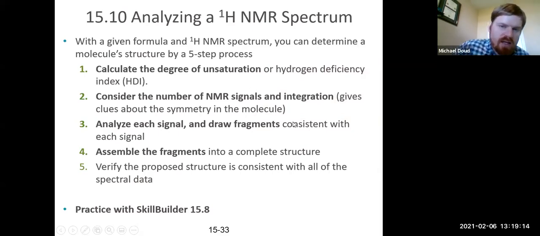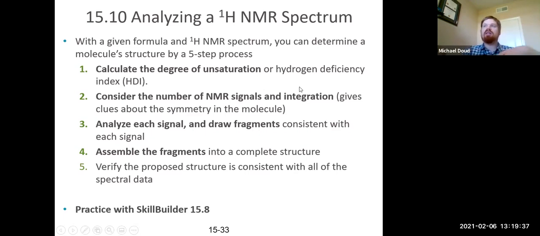Okay, next up, Proton NMR. So this is just a brief review of how to analyze the Proton NMR spectrum. Remember that for each signal, you're going to consider the number of signals and the integration of those signals. If we already know the molecular formula, then we know the degree of unsaturation. The number of signals and their integration is going to give us a clue as to the symmetry.